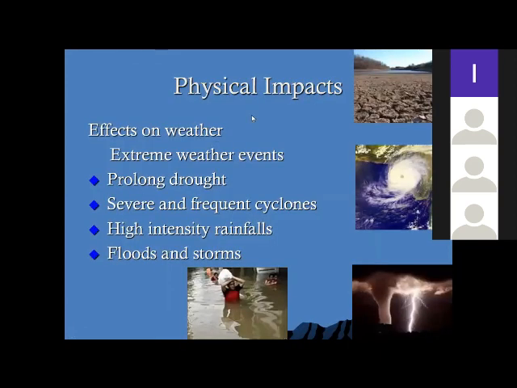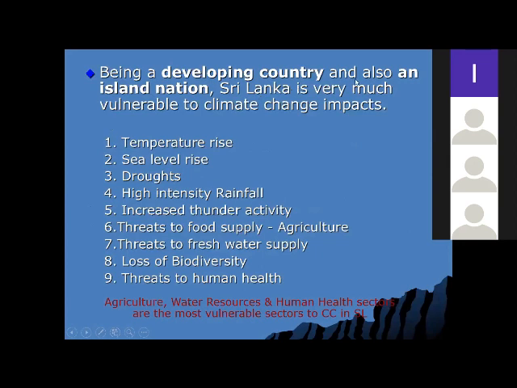Now, physical impacts, I will quickly go through these. These are the problems: prolonged drought, severe and frequent cyclones. We got a cyclone last year also. High intensity rainfall, floods and storms. We all know what happens when this happens, right? So those are all physical factors. Now, being a developing country, and we have been a developing country for a long, long time actually, an island nation, Sri Lanka is very much vulnerable to climate change impacts because of these things.